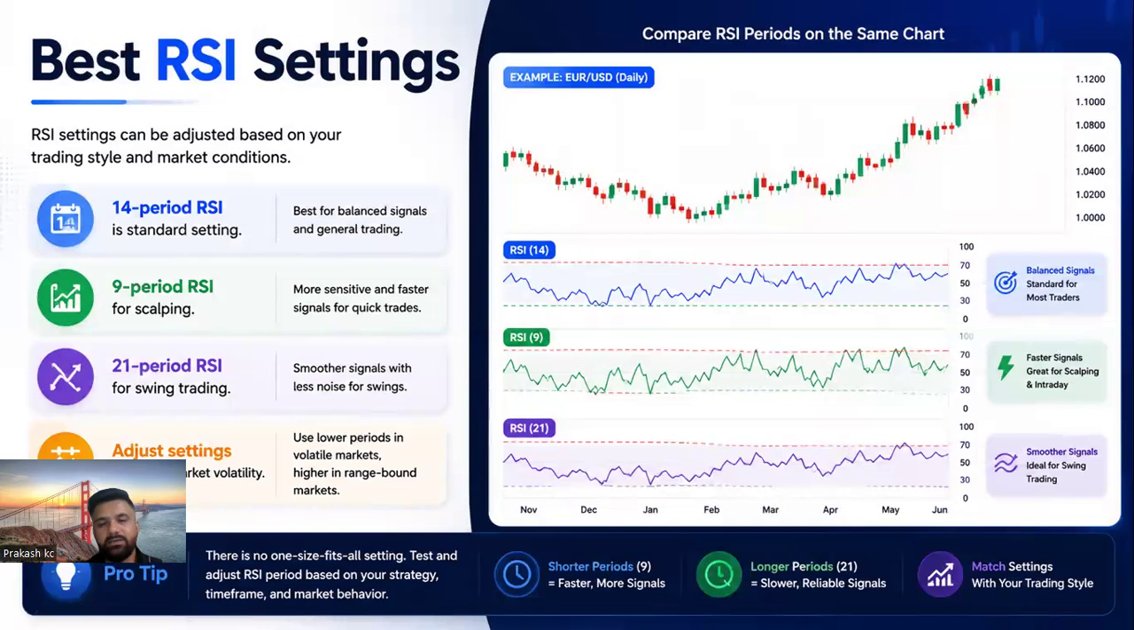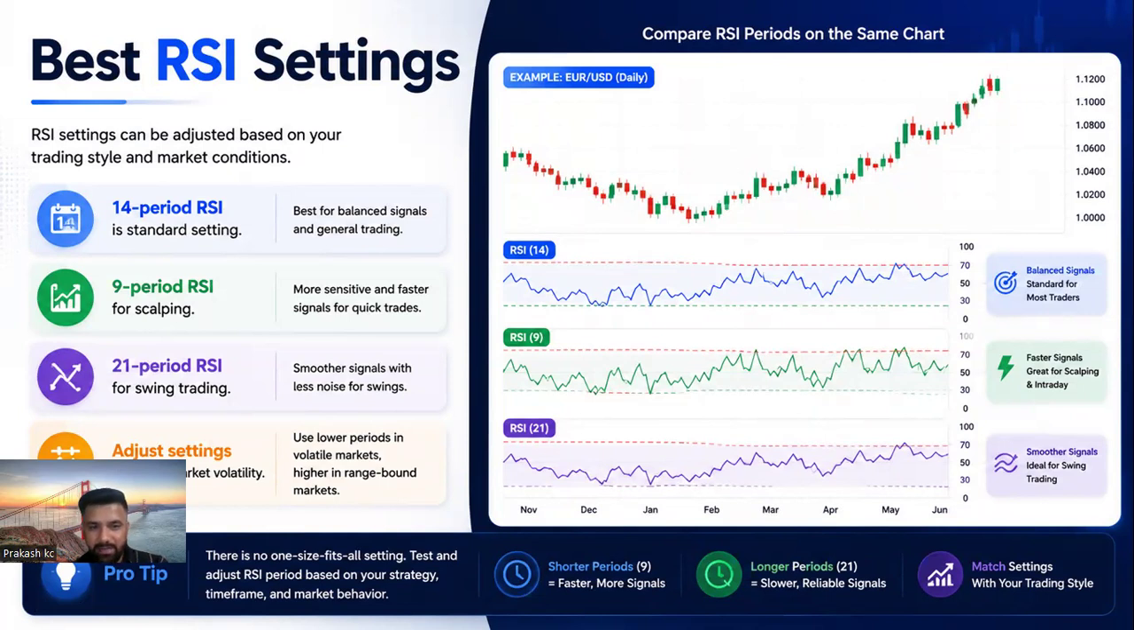So this is the best setting. The takeaway from this slide is that we are trading in different market situations. Everybody does not follow the regular trading strategy. Somebody will go only for the normal trading strategy, and many traders use it for scalping.